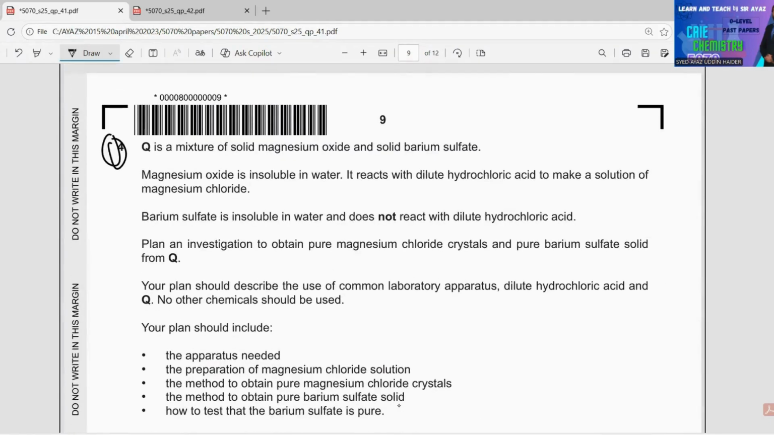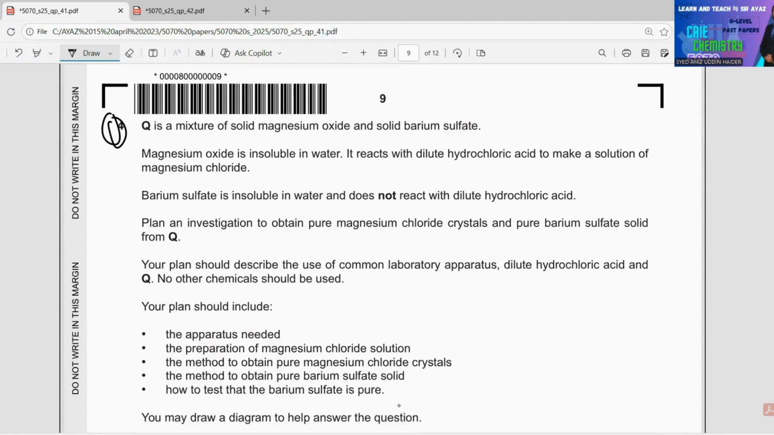So what you're going to do? They are saying you have to include in your answer the apparatus needed, preparation of magnesium chloride solution, method to obtain pure magnesium chloride, method to obtain pure barium sulfate, and how to test that barium sulfate is pure. These will give you 5 points: 1, 2, 3, 4, 5. So you can gain 1 mark from each section and another mark from one of these.